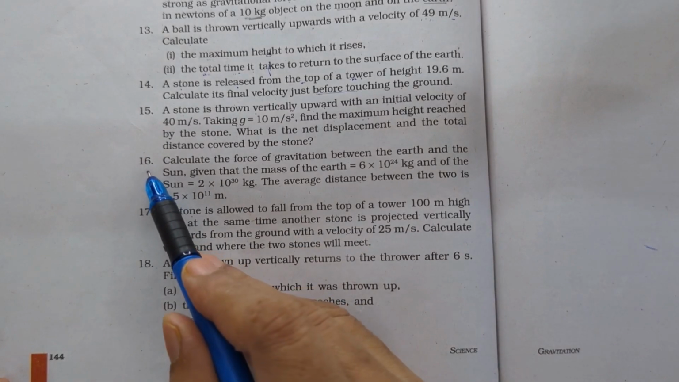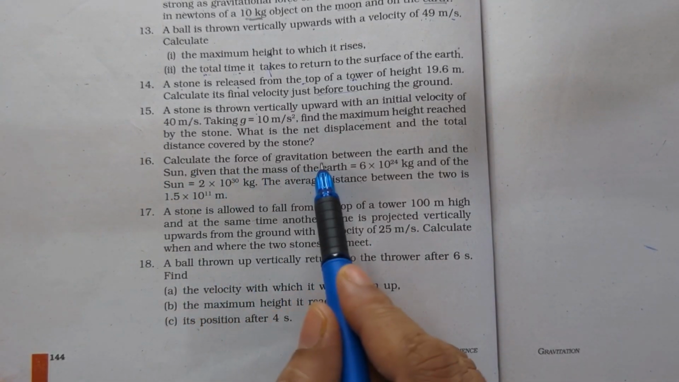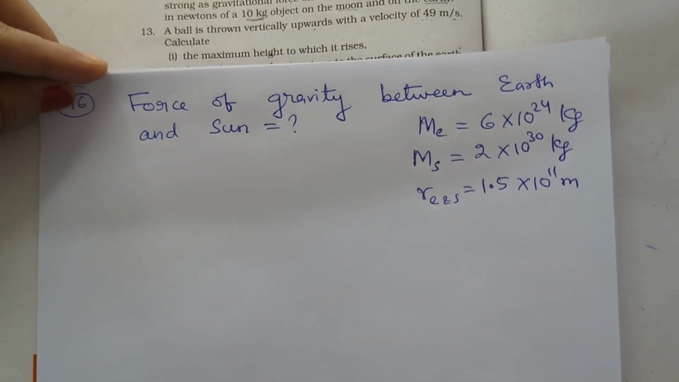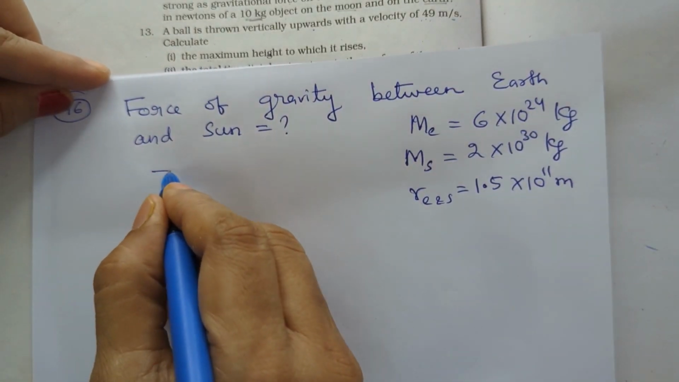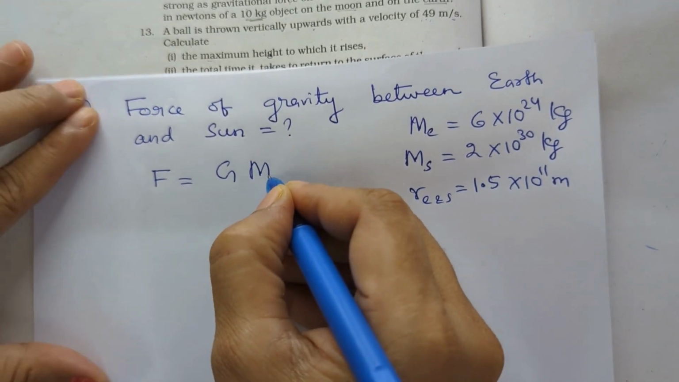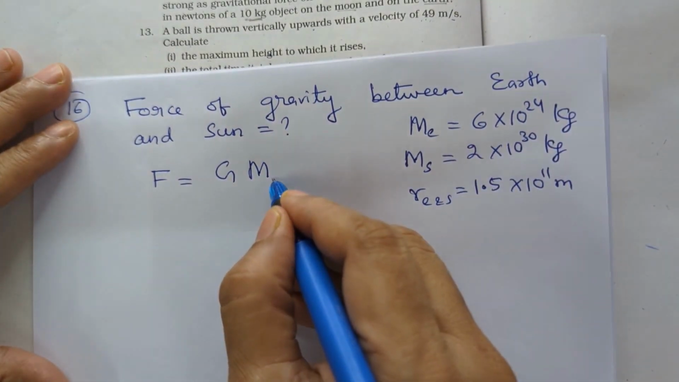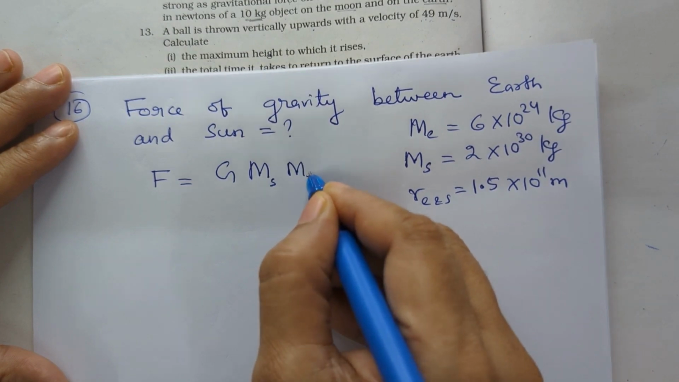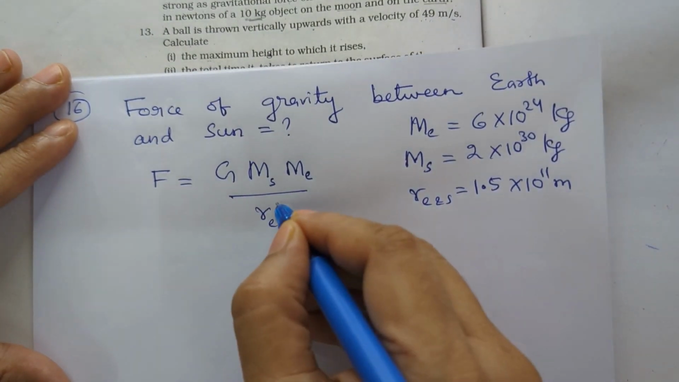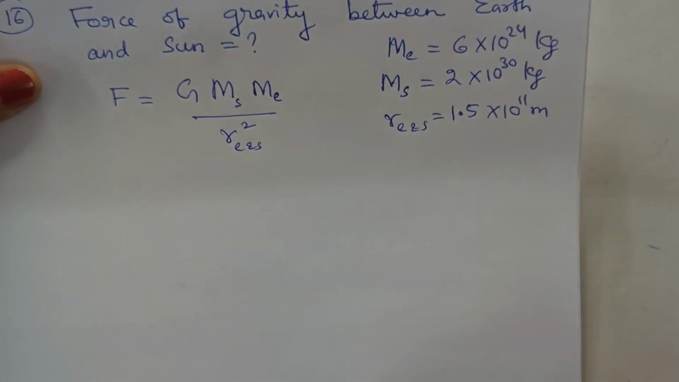Now the next question, question number 16, calculate force of gravity between Earth and Sun, and these are the details given. We know that force of gravity between any two masses is calculated using the formula F is equal to G m1 m2 by r square. So here the two masses are mass of Sun and mass of Earth divided by distance between Earth and Sun square. So we have to calculate this.